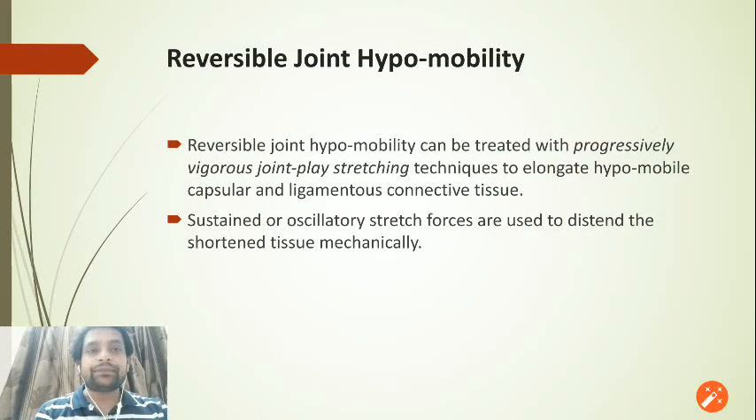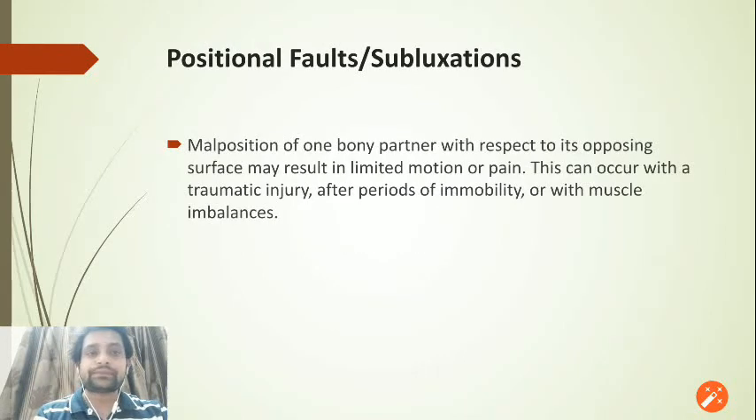Reversible joint hypomobility. In case of reversible joint hypomobility, we can use mobilization, and it can be treated with progressively vigorous joint play stretching techniques to elongate the hypomobile capsular and ligamentous connective tissue. Then sustained or oscillatory stretch forces are used to distend the shortened tissue mechanically.